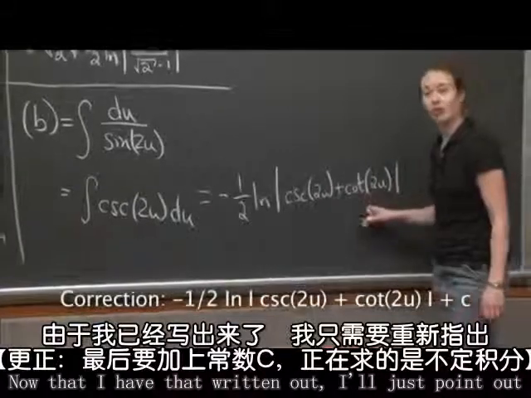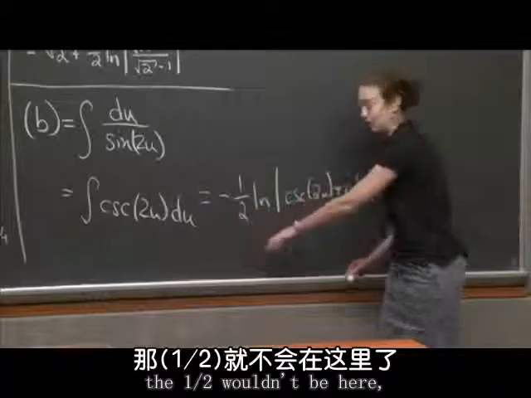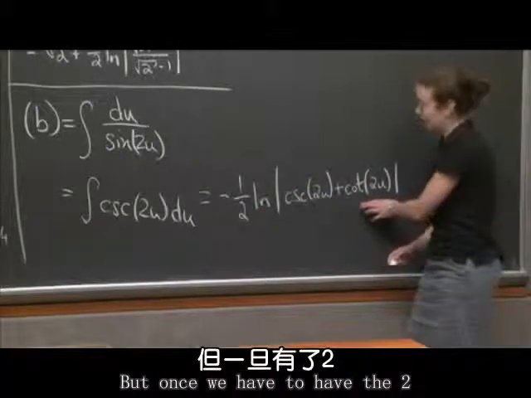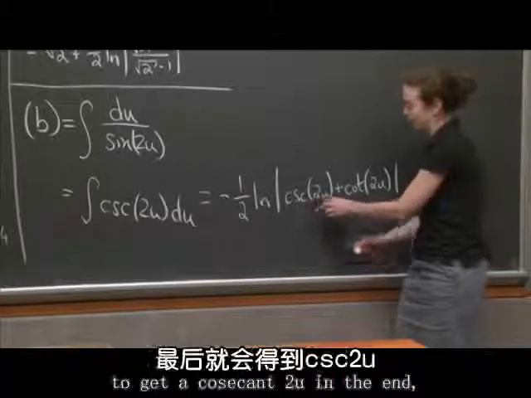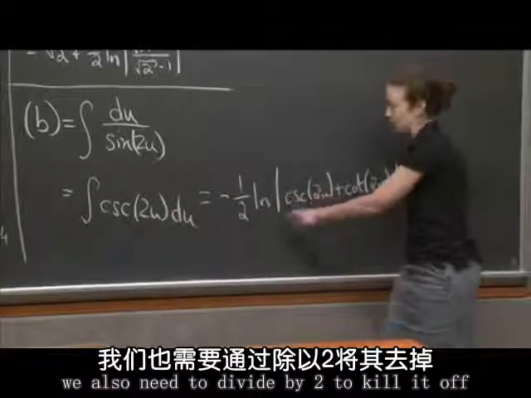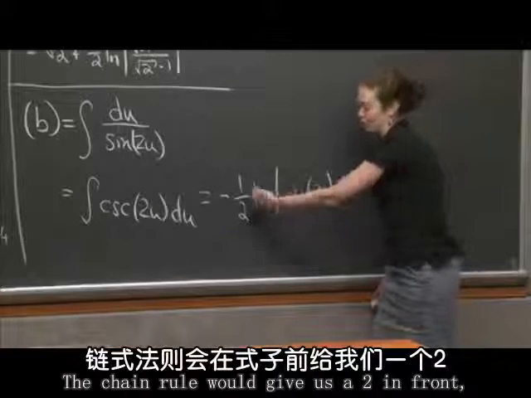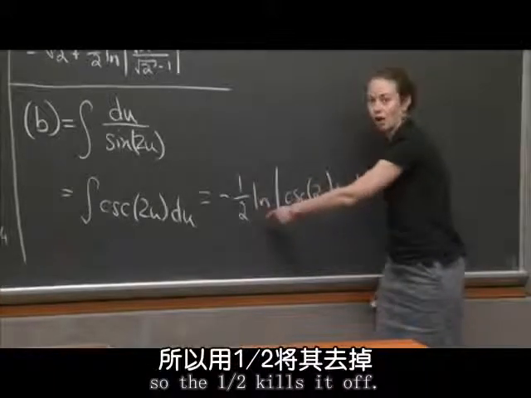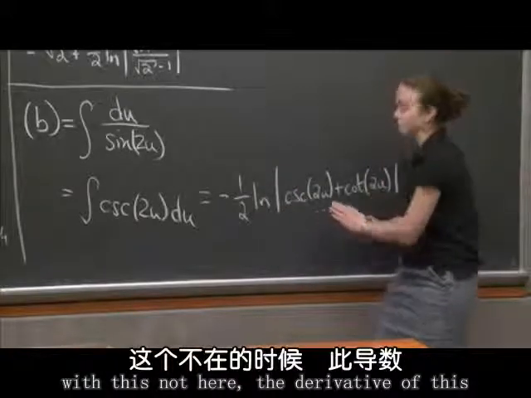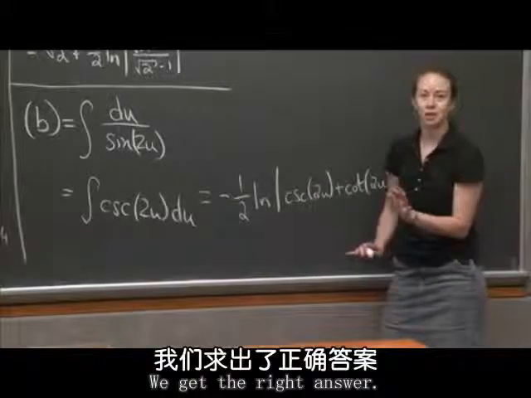Now that I have that written out, I'll just point out again, if there was no 2 here, the 1/2 wouldn't be here, and we would just have cosecant u plus cotangent u inside here. But once we have the 2 to get a cosecant 2u in the end, we also need to divide by 2 to kill it off. When we take a derivative, the chain rule would give us a 2 in front, so the 1/2 kills it off. Without this 1/2, the derivative of this is 2 cosecant 2u. So we divide by 2, then we get the right answer.